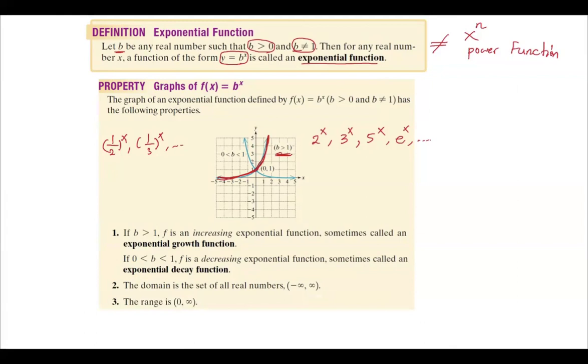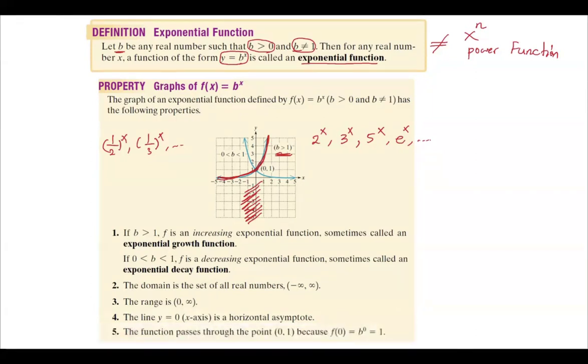Well, the range, as you can see, is between 0 and infinity. The graph never goes to the negative part of the y-axis. The y is on the positive part of the y-axis. So the range is 0 to infinity. Now remember that for infinity, we always use open parenthesis. The line y equals 0, which is the x-axis, is the horizontal asymptote.